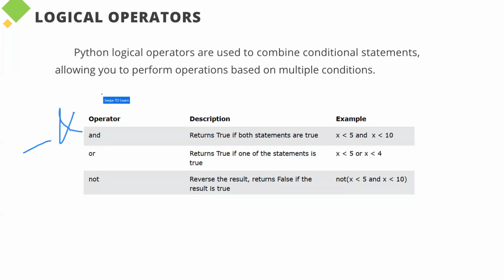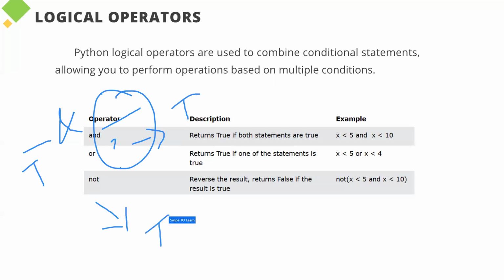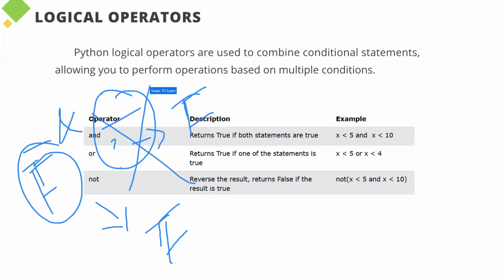If it is true, and if this is true only, then it checks for the second expression. If the second expression is also true, then the result will be true. Otherwise, if it is false, then the result will be false. If the first is false itself, then it won't verify the second one. Right. Let's move on to next.